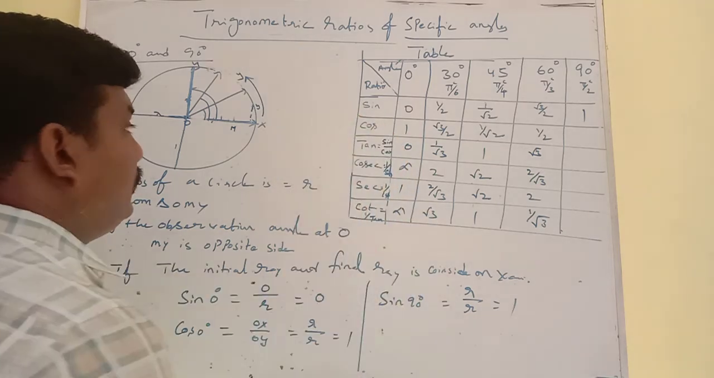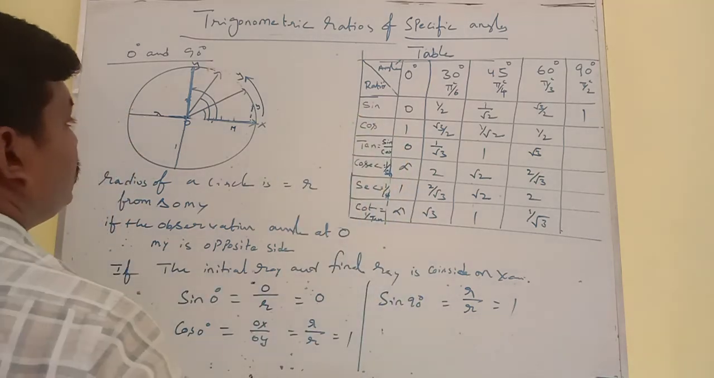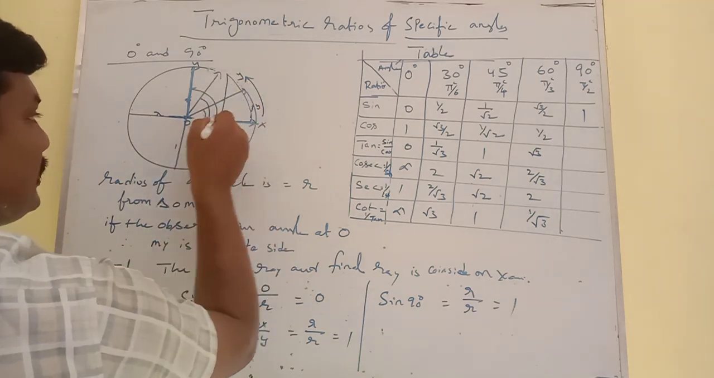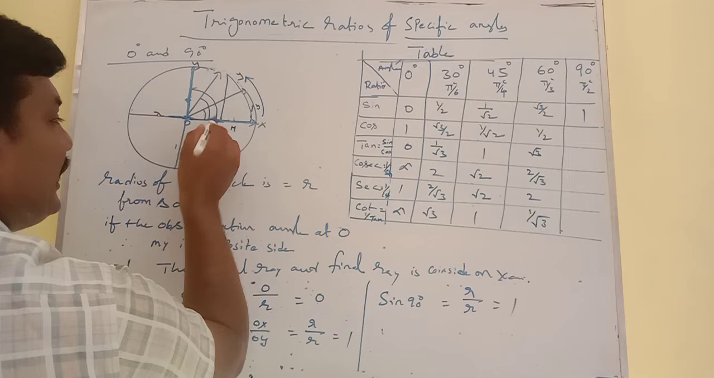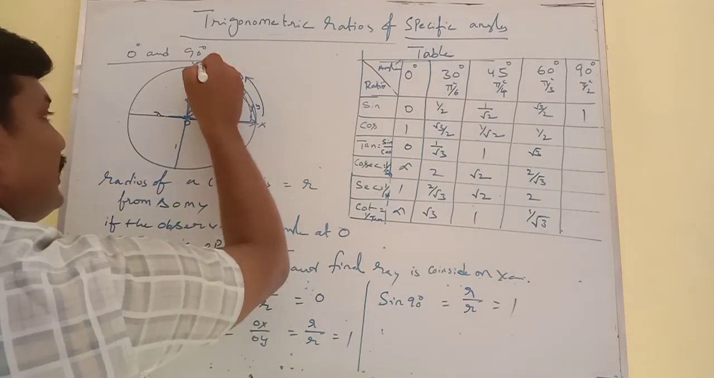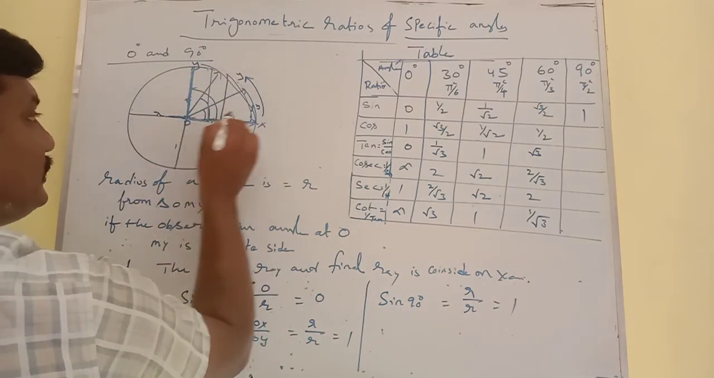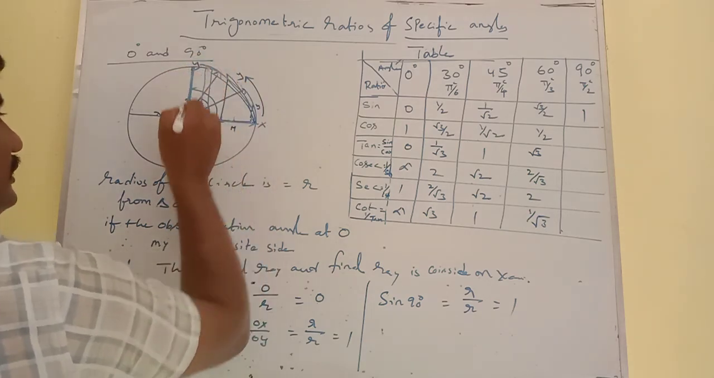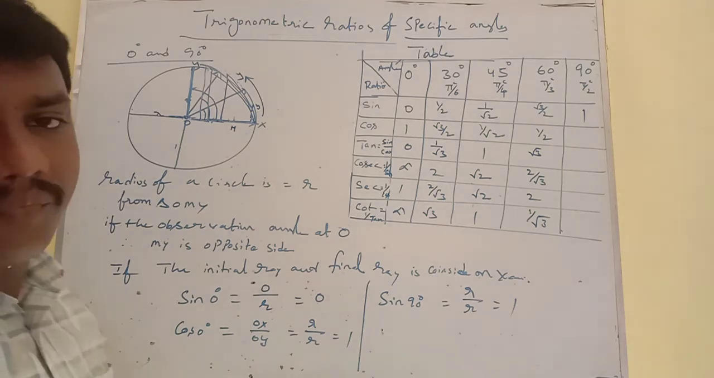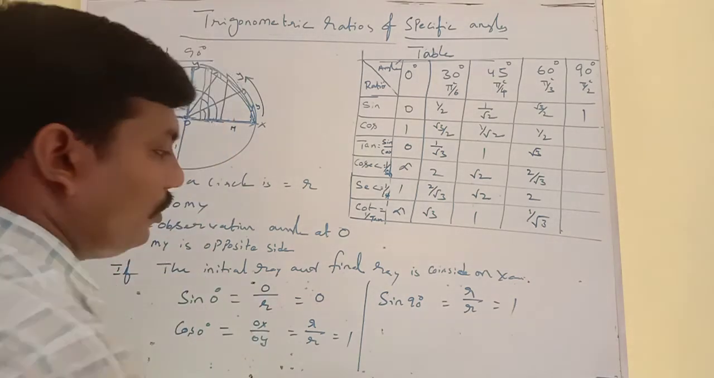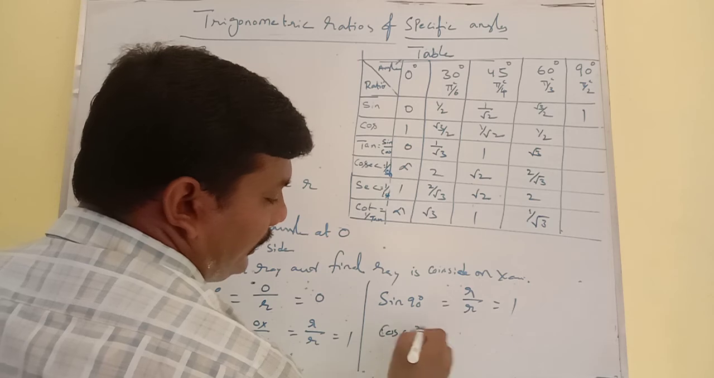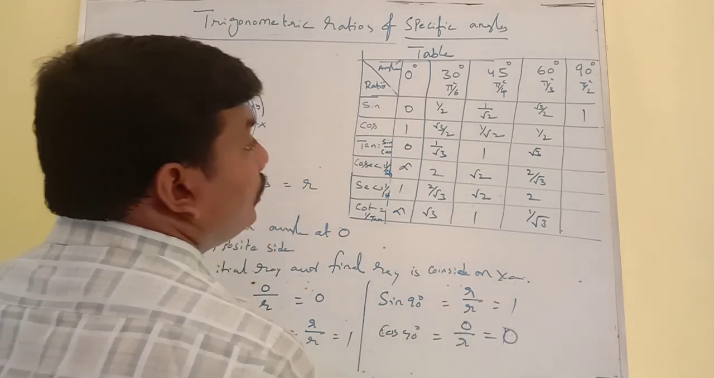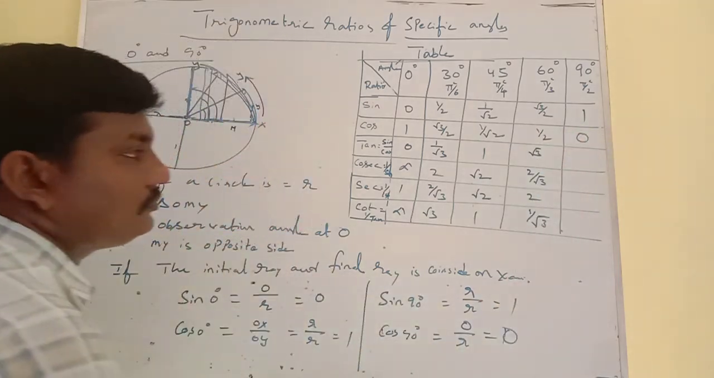Coming to cos, which is the adjacent side. What is the length of the adjacent side? If the angle increases, the length of the adjacent side will decrease. If the angle approaches the y-axis, the length of the adjacent side will be 0. Then for cos 90 degrees, the length of the adjacent side is 0, so 0 by radius is 0. So you can take cos 90 as 0.